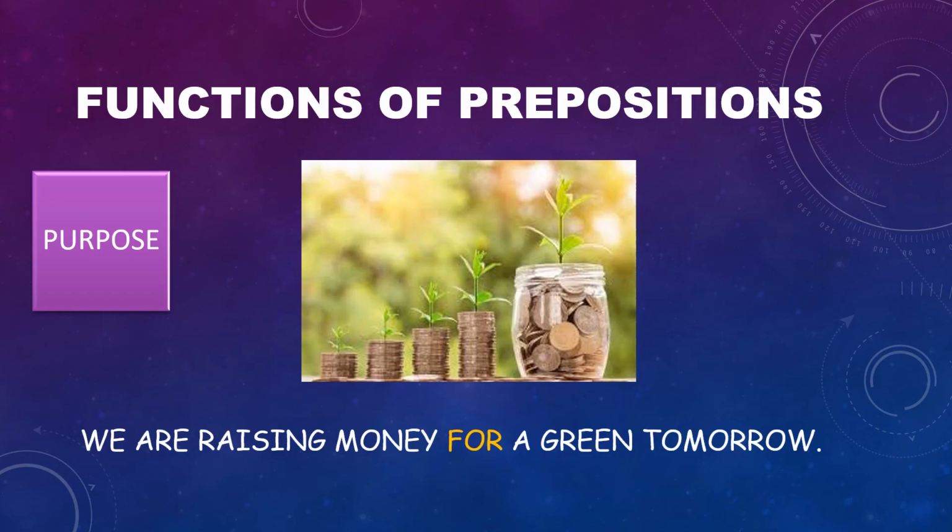Now we move on to functions of preposition based on purpose. Now what are they? For what purpose? See again, I'm using the preposition for. We are raising money for a green tomorrow. Look at the picture. It's very interesting, isn't it? For a green tomorrow. So, what are you studying for? I'm studying for my exams. Clear? So, all this, what are you waiting for? I'm waiting for school to reopen. So, all this is prepositions based on purpose. Clear, all of you?